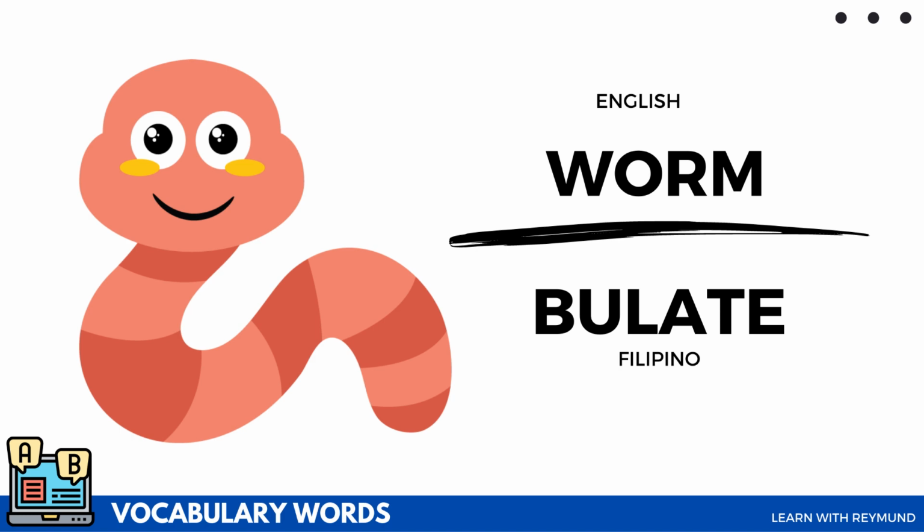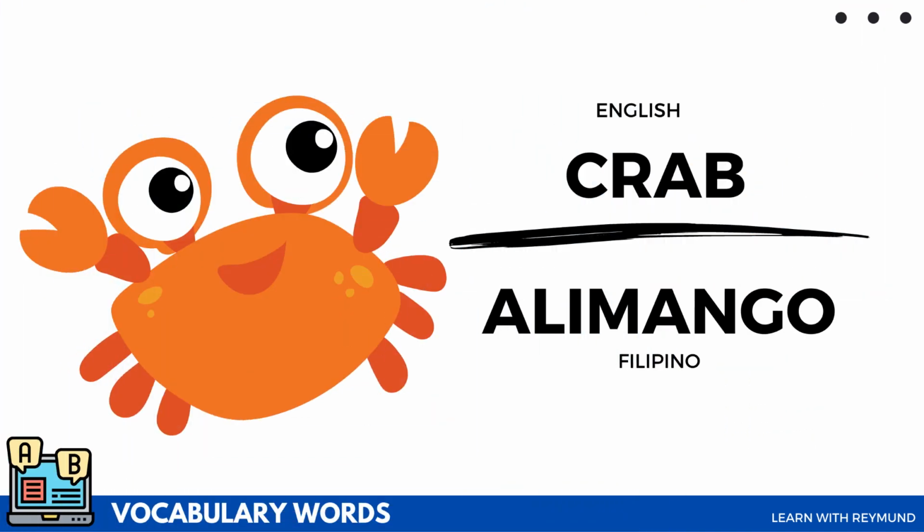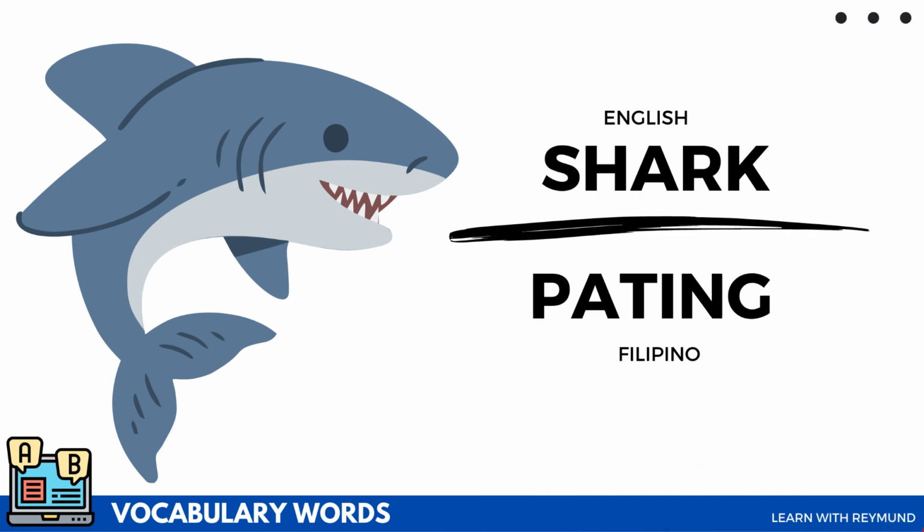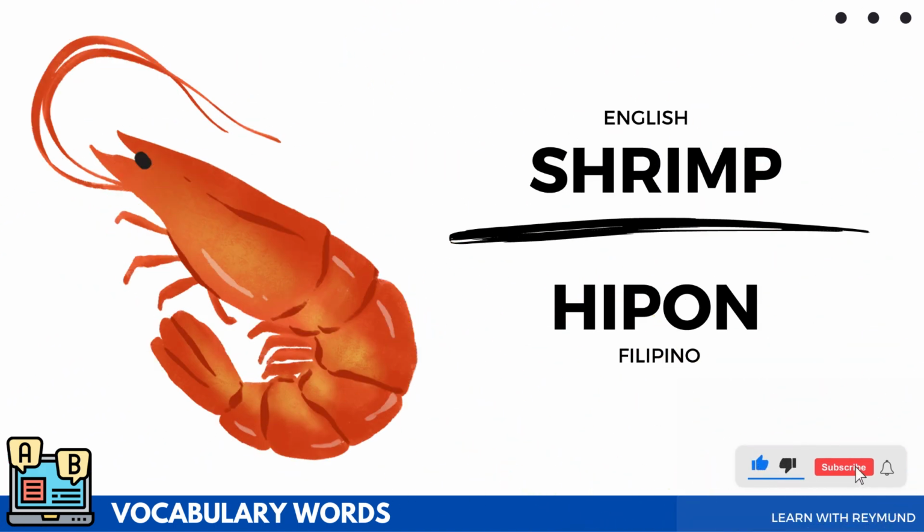Worm, bulate. It's a crab in English, and in Filipino, it's an alimango. Crab, alimango. We also have a shark in English, and in Filipino, it's a pating. Shark, pating. In English, it's a shrimp, and in Filipino, it's a hipon.